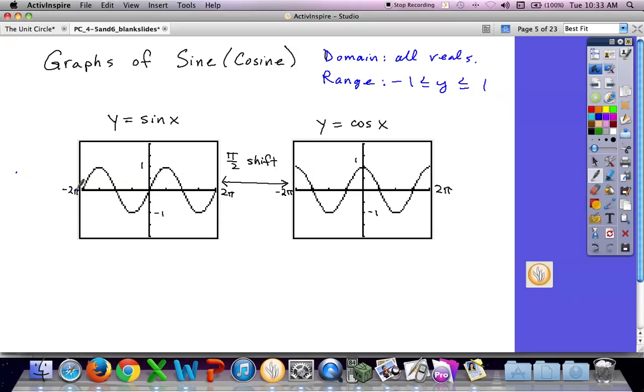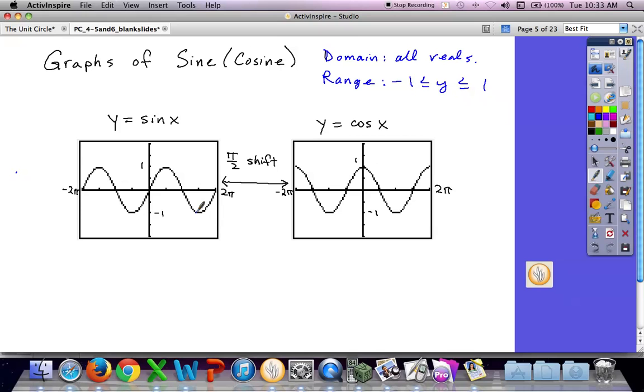And then notice the sine graph, as you would expect, right? At the angle of 0 on the unit circle, sine, the y-coordinate, is 0. At pi over 2, it's 1. At pi, meaning halfway around the circle, it's back to 0. At 3 pi over 2, it's -1. And then it's back again to 0.